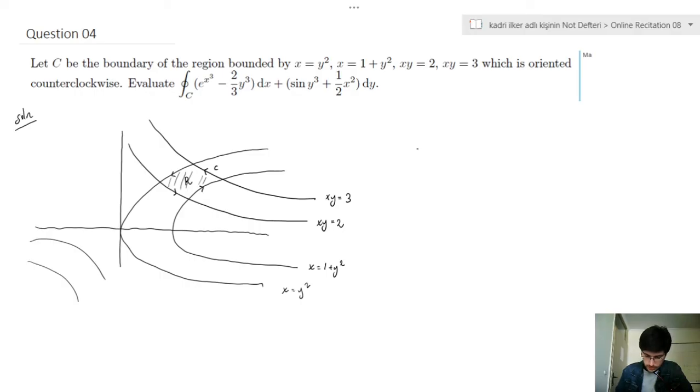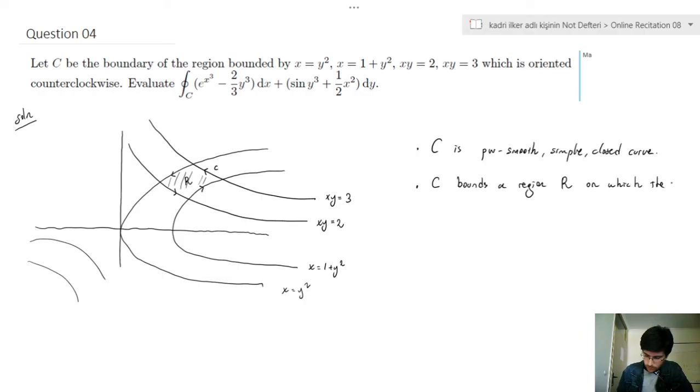C is a piecewise smooth, and simple closed curve. This is the first observation, and C actually bounds a region R, which is actually a regular region, on which the vector field is defined.